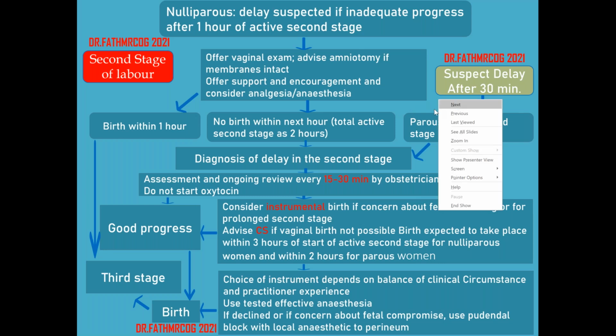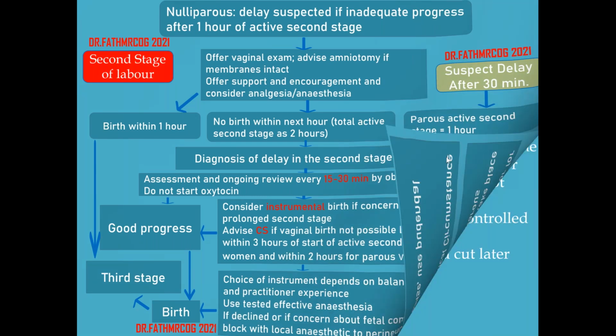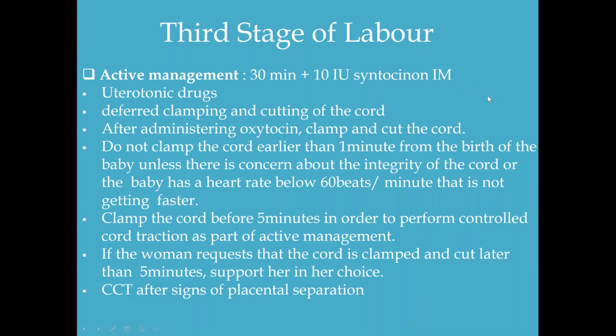Okay. What about the third stage of labor? We have two options of management, either active management or physiological management. The duration of the active management is 30 minutes. If the third stage of labor takes more than 30 minutes, this is a suspected delay in the third stage. So the active management is about 30 minutes, and we give her 10 international units of oxytocin IM.